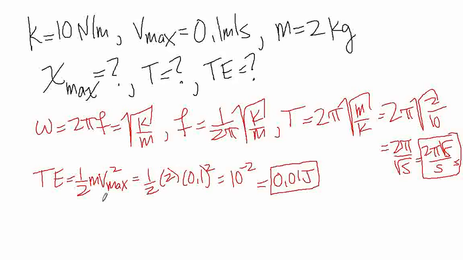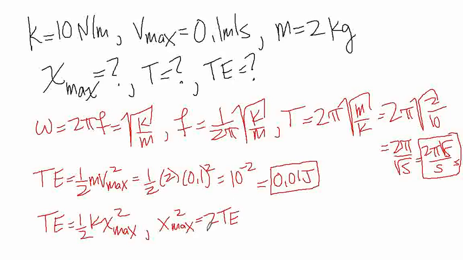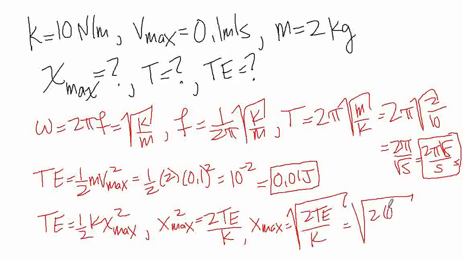Now we can use the total energy to find the value of x max, because we know that the total energy is equal to 1/2 k times x max squared. So that means that, let's see, x max squared is equal to 2 times the total energy divided by k. So x max is equal to the square root of 2 times the total energy divided by k, which is the square root of 2 times 0.01 divided by 10. Okay, and let's see what that gives.